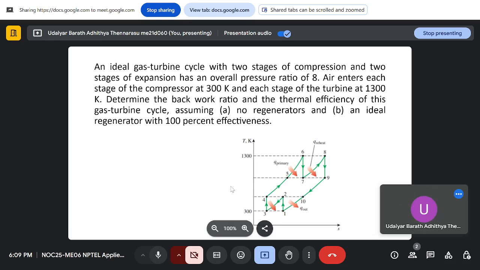Next is, we have an ideal gas turbine cycle with 2 stages of compression and 2 stages of expansion, and it has an overall pressure ratio of 8. Air enters each stage of the compressor at 300 Kelvin and each stage of the turbine at 1300 Kelvin. So determine the back work ratio and the thermal efficiency of this gas turbine cycle, assuming no regenerator and an ideal regenerator with 100% effectiveness is used.